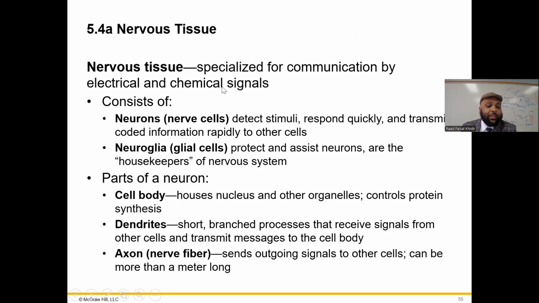You have, first of all, the cell body, and that houses the nucleus and the other organelles, and it controls the properties of protein synthesis. There are dendrites. Dendrites are short branched processes that receive signals from other cells and transmit the message to the cell body. Axon is the nerve fiber. It sends the outgoing signals to the other cells and can be more than a meter long.